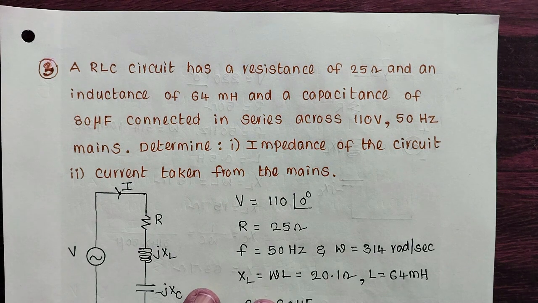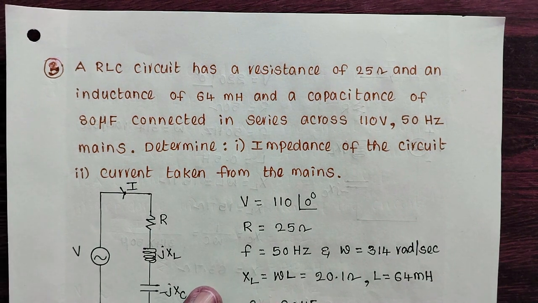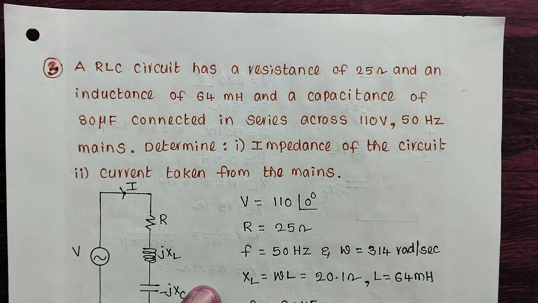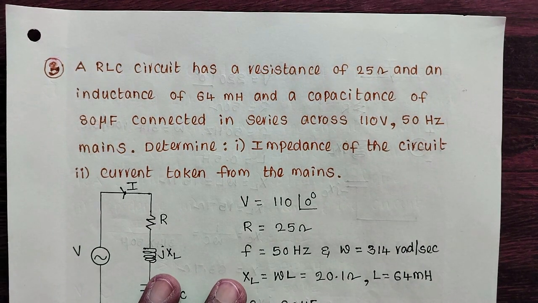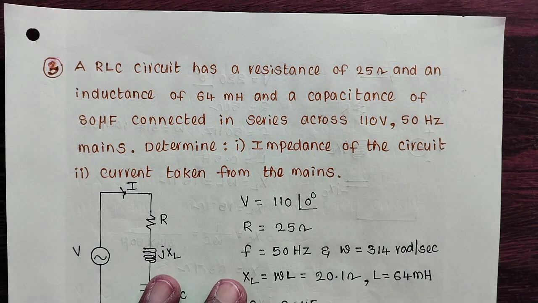So an RLC circuit has a resistance of 25 ohms, an inductance of 64 millihenry, and a capacitance of 80 microfarad, connected in series across 110 volt, 50 hertz mains. Determine the impedance of the circuit and the current taken from the mains.